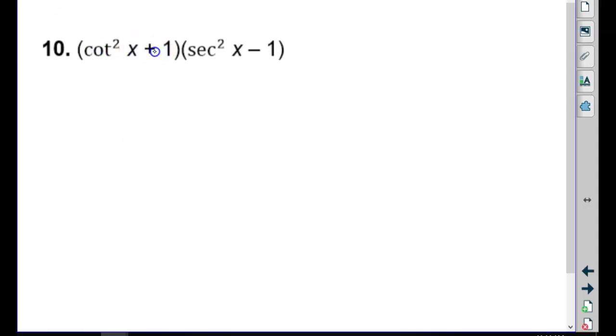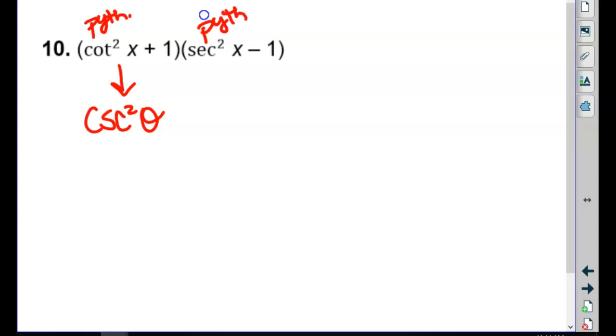All right, is this a Pythagorean identity, guys? Cotangent squared plus 1? That is a cosecant squared. Secant squared minus 1 is another Pythagorean one, right? We'd have a tangent squared. Okay.